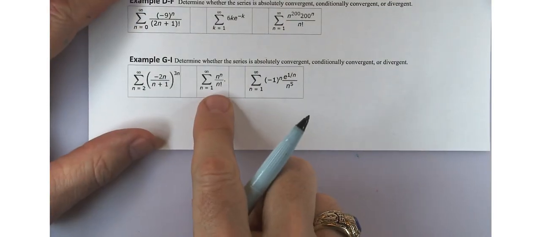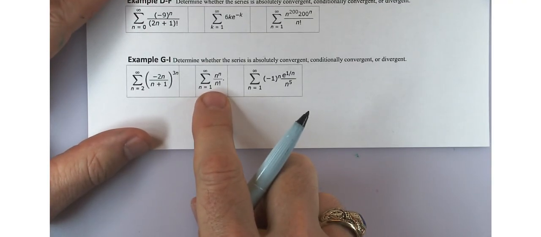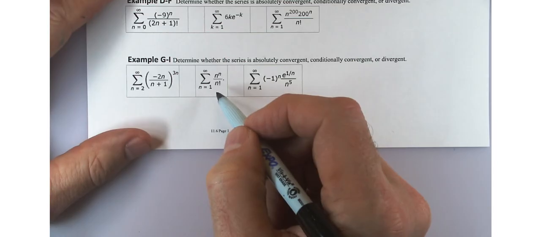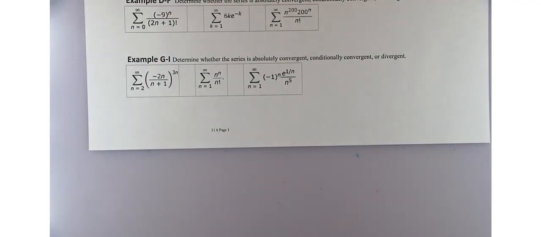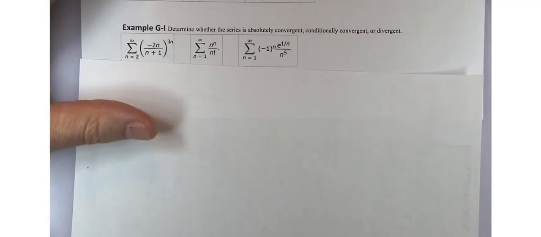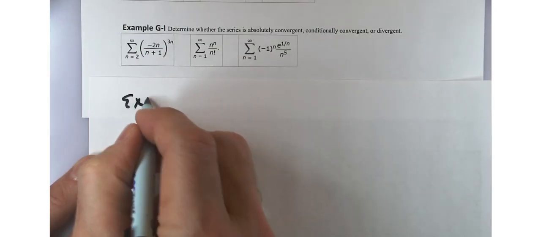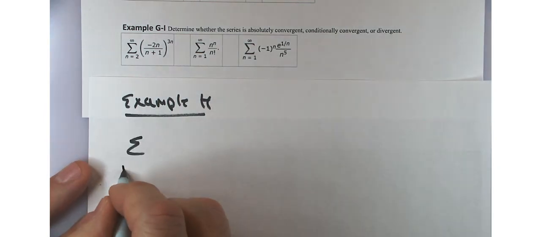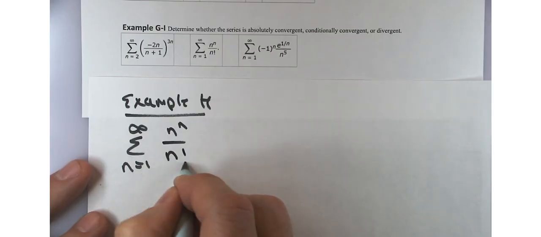So let's look at our problem here and try and decide what we think. What's going to happen here? Well, n to the n should grow faster than n factorial, so I'm guessing that this one's going to diverge, but we don't know. All right, let's go through and do the calculation. So this would be example H. Sum from n equals 1 to infinity of n to the n over n factorial.